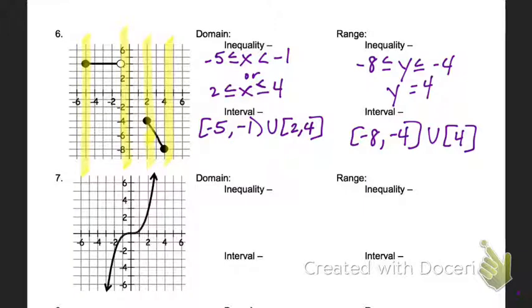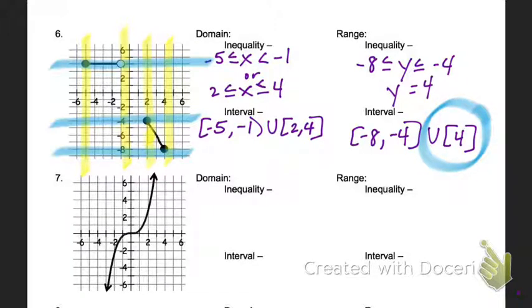For range, that one's a little different. So for range, if I start from bottom to top, it starts at -8, stops at -4, takes a space, takes a break, and then it's just at 4, but it's a horizontal line. So I would say y equals 4. And for interval notation, I just need this bracket 4 bracket. If you did 4 comma 4, that's okay as well.